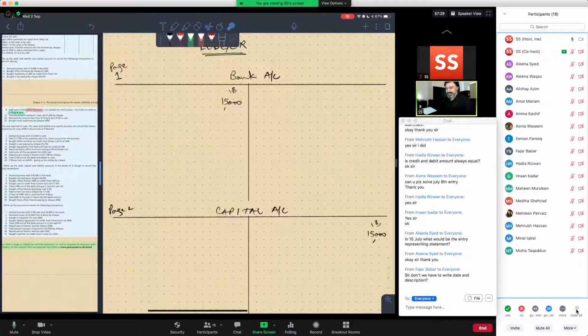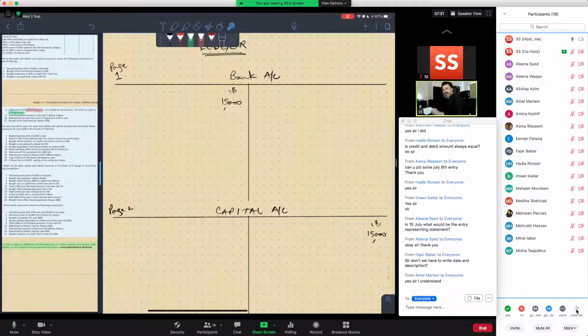Okay, Amal probably. Amal does agree. So that's how one transaction is recorded in the ledger. The ledger seems empty here. The accounts are different pages of the ledger.